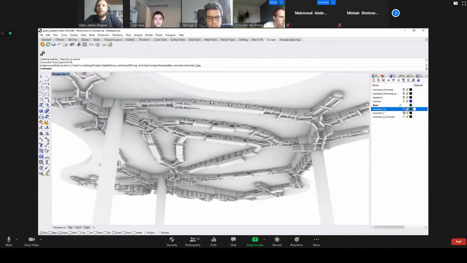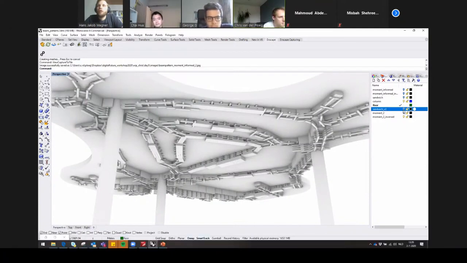I think exactly. So if you guys manage to get this kind of smooth interconnection between the more solid and the more light areas, then I think that would be very much amazing. I think that would be super successful.